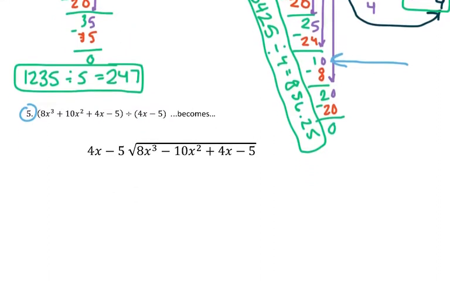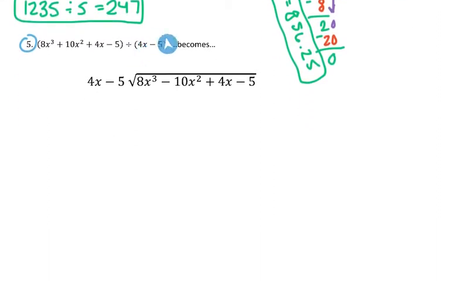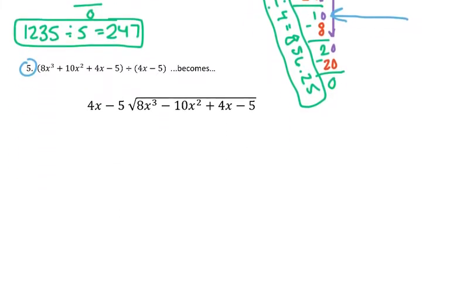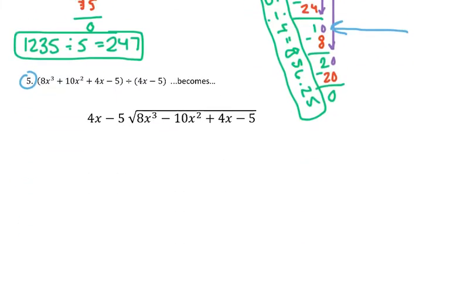And so when we put it into where it goes, this divisor goes in here, and this dividend goes underneath here. Again, not a square root, this is just our symbol of long division. So, going back to our first example, what we did was we said how many 5s can go into 1, or how many 5s can go into 12. So in this one, we're going to ask ourselves how many 4x's go into 8x cubed.